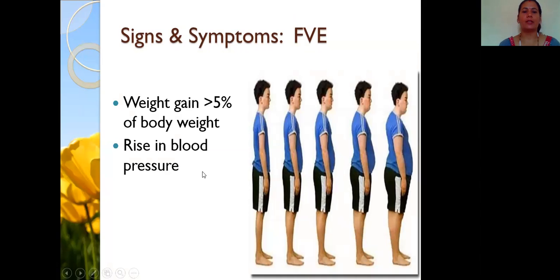And we have already discussed the pathophysiology of how the blood pressure rises due to fluid volume excess. Let me review once again. Blood pressure is directly affected by the cardiac output, and the cardiac output will be increased if the volume and the peripheral resistance increase. So if the volume of blood is increased, then automatically it gives rise to the blood pressure.